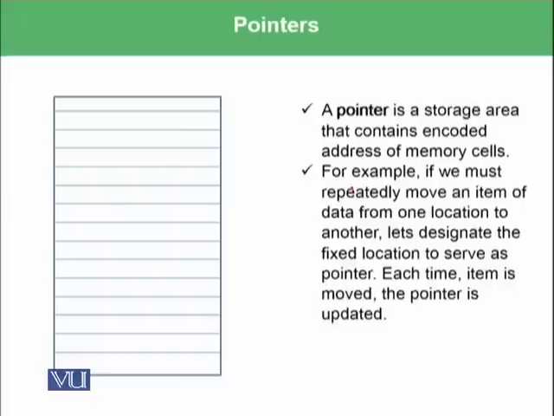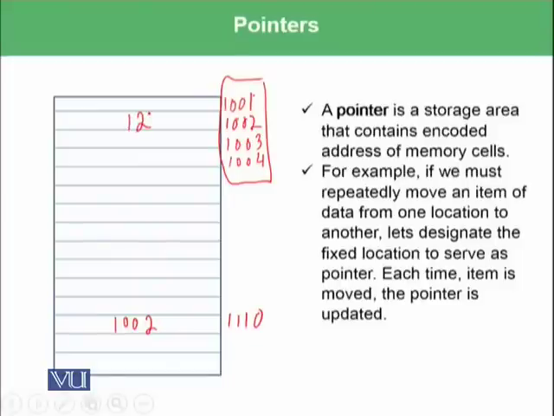So you know that all of the memory cells have certain addresses. For example, this has address 101. Let's say this has 102, 1003, 1004, and so on. So here there is an address, for example 1110, and in this location we can store these addresses which we have mentioned over here. For example, if in this address we are storing 1002, and in 1002 the data is, for example, 12, this means that this location is storing the address of 12, and the address of 12 is 1002.